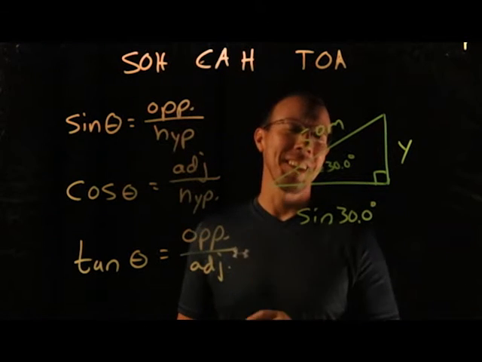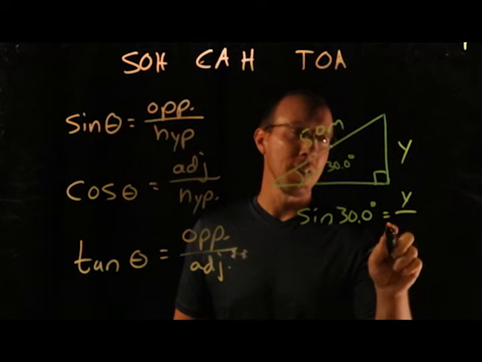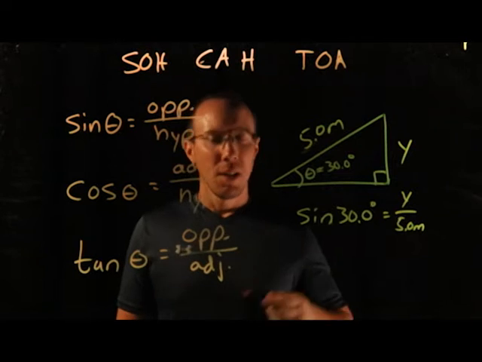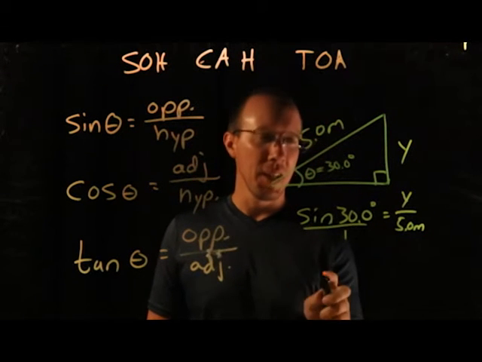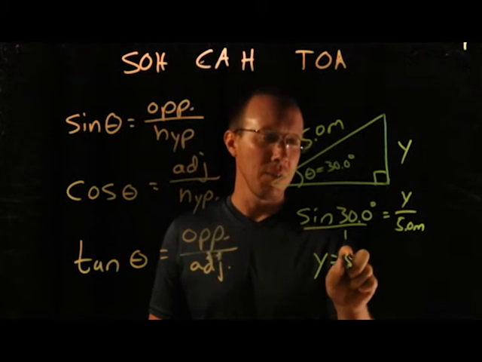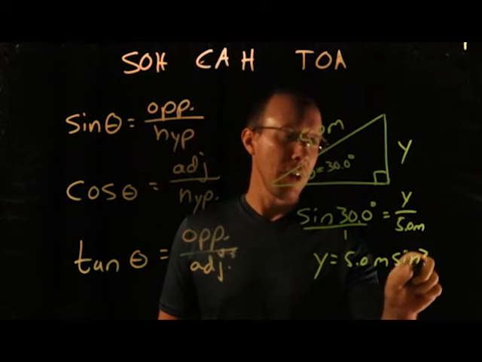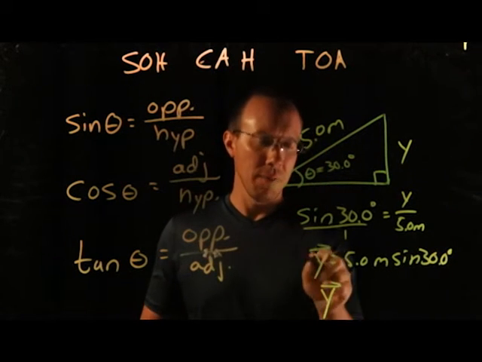All right. Sine of 30 degrees is equal to opposite, which is y, over 5.0 meters. And then we do the multiplication, crisscrossing, and all that good stuff, and we get y equals 5.0 meters sine of 30 degrees. Okay, and we get a number.